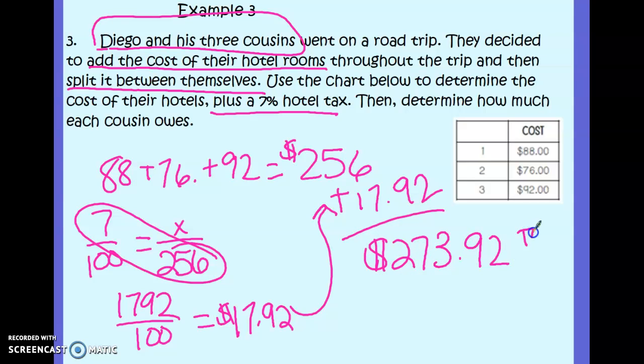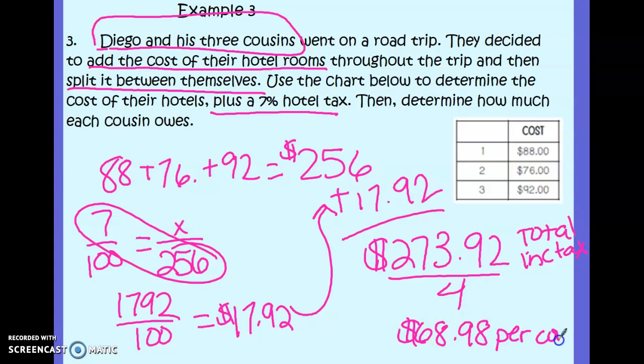So this was their total cost for the hotels, including tax. Now we're going to take this number and divide it by 4 to find out how much each cousin is going to pay. When I divide by 4, I get $68.98 per cousin. So you see, sometimes these are going to be multi-step, so you have to follow along with what the problem is asking you.